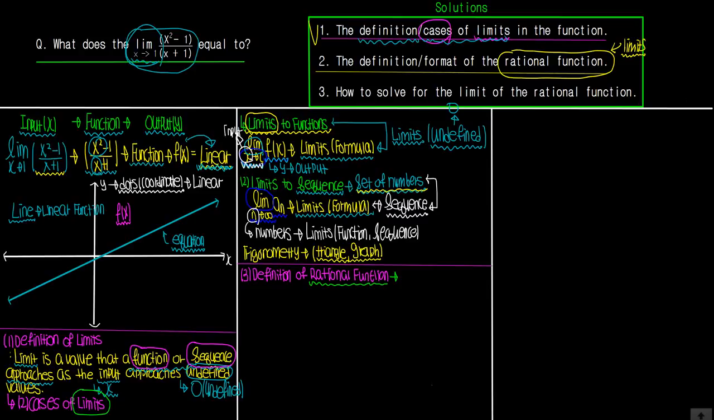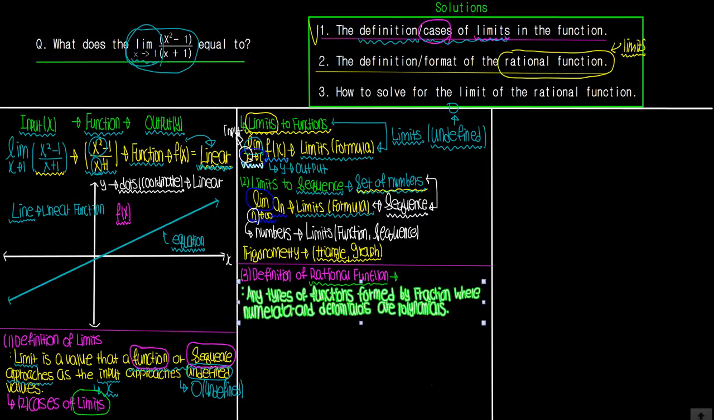So what is the definition of our rational function? The definition of a rational function, which is very crucial in our limits section, is any function formed by a fraction, especially when the numerator and the denominator are formed by polynomials. What are polynomials? They have more than one term, which means they can be binomials or trinomials and so on.